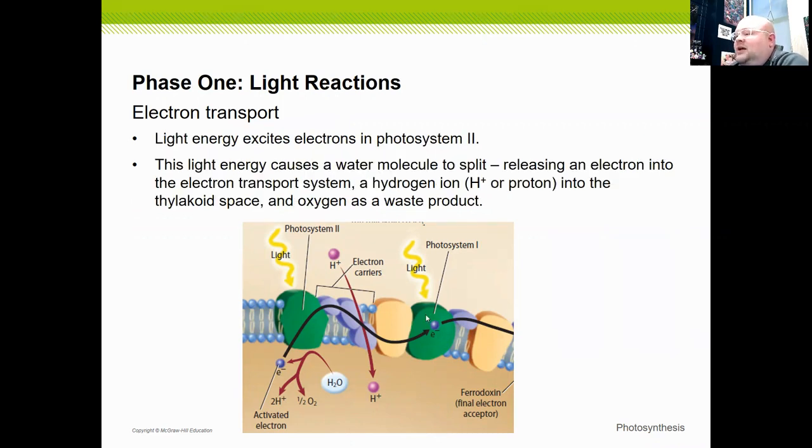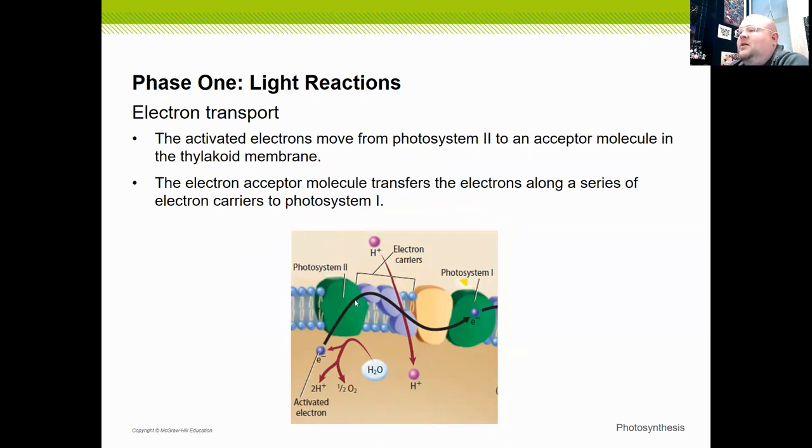Light energy excites the electrons in the photosystems, so the electrons get excited, start moving faster. This causes a water molecule to split, releasing an electron into the electron transport system, a hydrogen ion into the thylakoid space, and oxygen is released as a waste product. So when you think about it, we humans and other animals require oxygen to breathe. If plants didn't undergo this photosynthesis and give off a whole bunch of oxygen as waste, we wouldn't have an oxygen source. So that's really cool when you think about it. Their waste is something that we have to have, and that's pretty cool, at least to me.